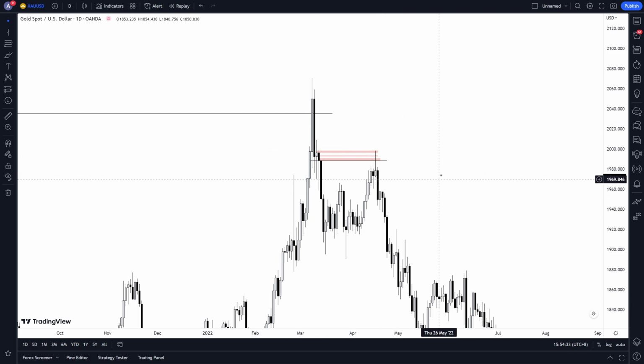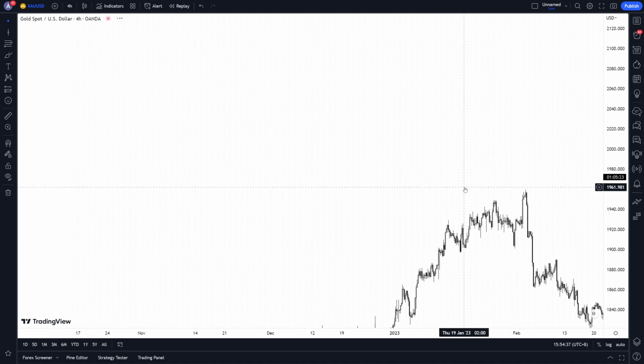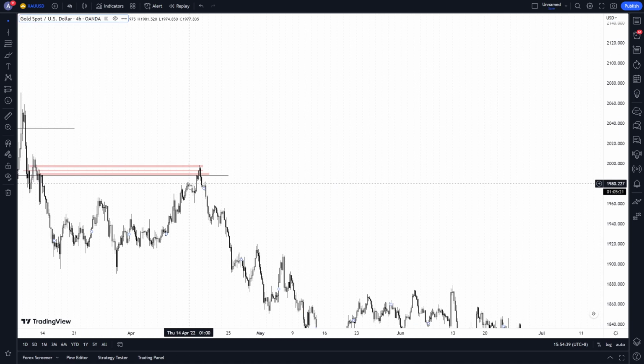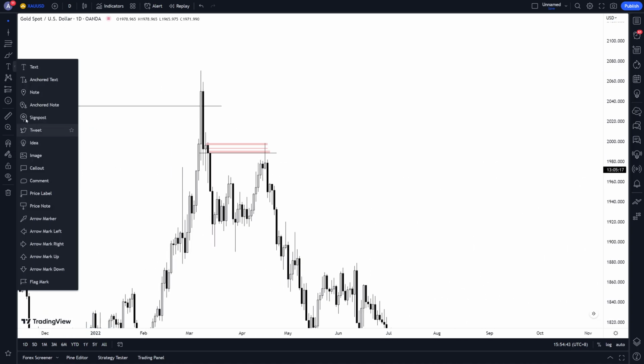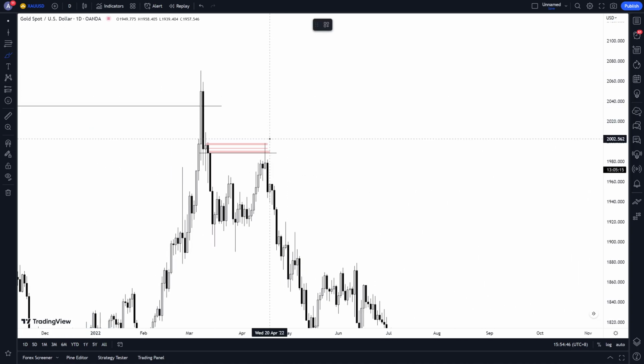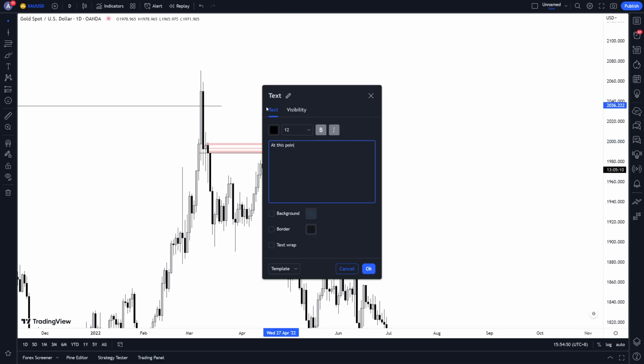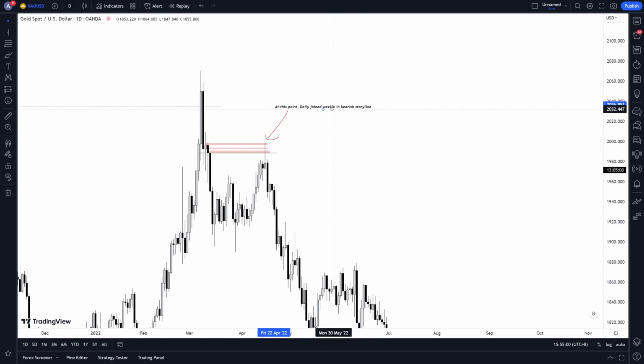So price comes in here, and we're just going to wait which one does the daily reject daily. After the daily reject daily, we need to confirm the storyline, so we go to H4. And we see that H4 has itself a break. If H4 has itself a break, what does that mean? That means at this point, daily joined weekly in bearish. That's it. At this point, the daily joined weekly in the bearish storyline.